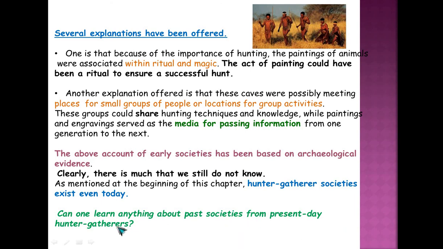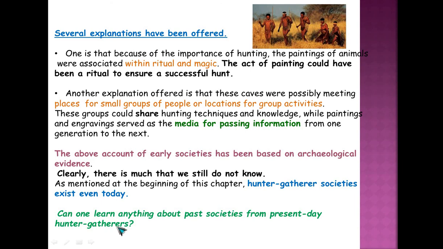How important is hunting, how important is gathering, and how can you assess something from hunter-gatherers, and will you be able to understand something after millions of years have passed from now about what is happening now in hunting and gathering. So all these questions were there.